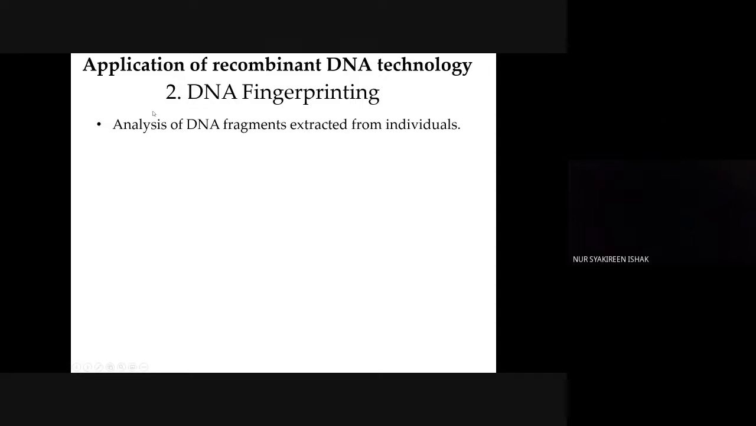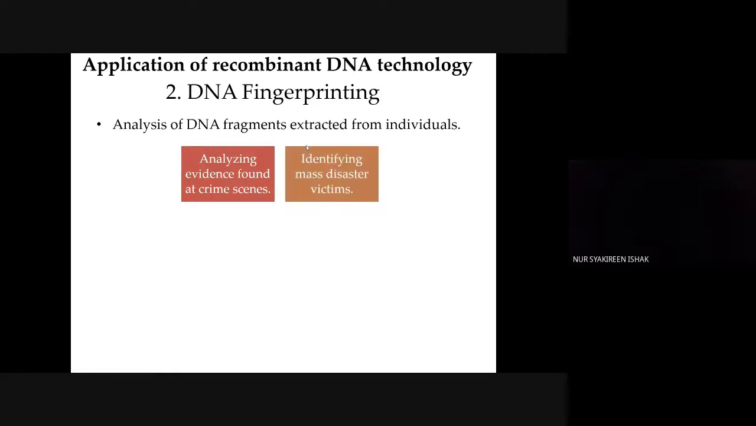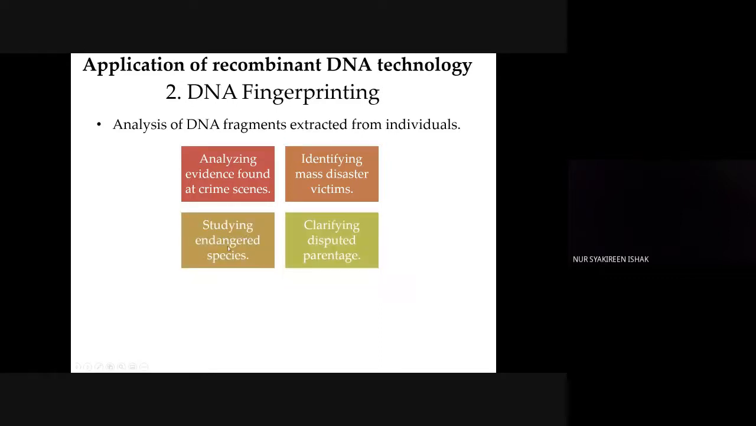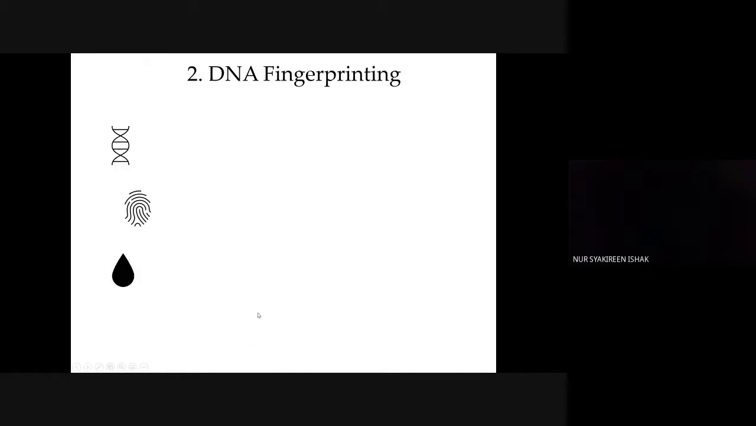Next, the second application is DNA fingerprinting. It is for the analysis of DNA fragments extracted from individuals. So it is for analyzing evidence found at crime scenes, identifying mass disaster victims, studying endangered species, clarifying disputed parentage, and identifying human cancer cell lines.